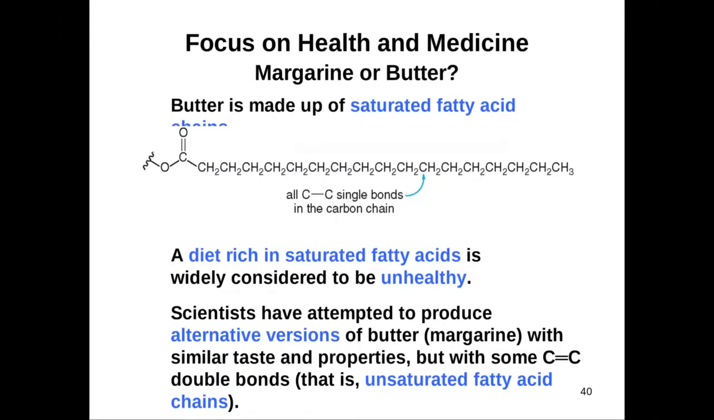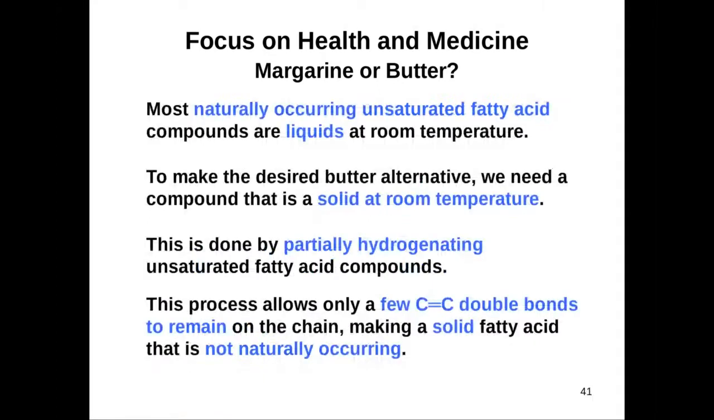Now, a diet that's rich in saturated fatty acids, i.e. butter, is typically considered unhealthy. You want more unsaturated fatty acids. And so scientists have tried to produce alternative versions of butter or margarine with similar taste and properties, but with at least one C to C double bond, making them unsaturated fatty acid chains.